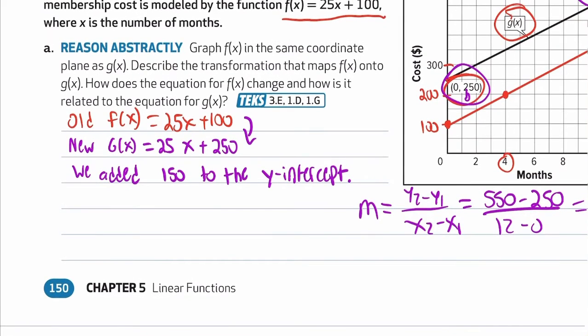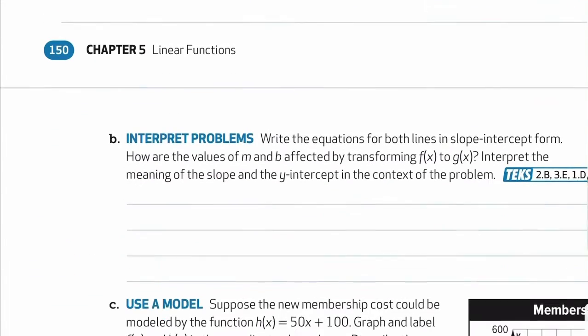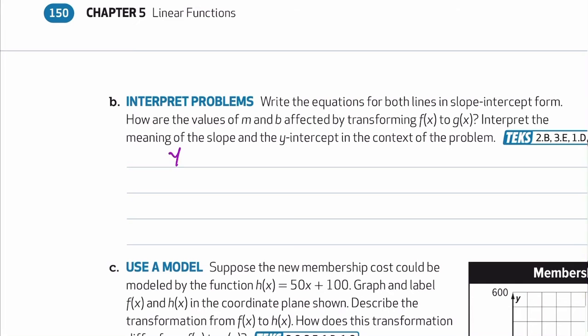Pretty much we're going to copy what we have here, but instead of using the function notation, we're going to use slope-intercept form, which is y equals. So instead of putting f of x, we're going to write y equals, well, let me use the same colors that I was using before. Y equals 25x plus 100. And the second one was y equals 25x plus 250.